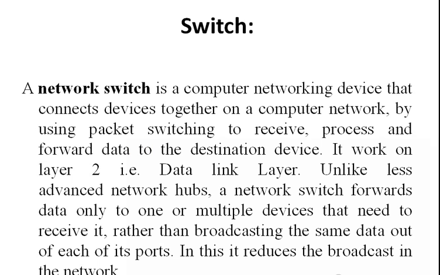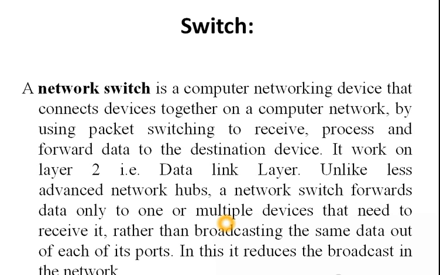Switch. A network switch is a computer networking device that connects devices together on a computer network by using packet switching to receive, process, and forward data to the destination device. It works at layer 2, the data link layer. Unlike a less advanced network hub, a network switch forwards data only to the one or multiple devices that need to receive it, rather than broadcasting the same data out of each of its ports.